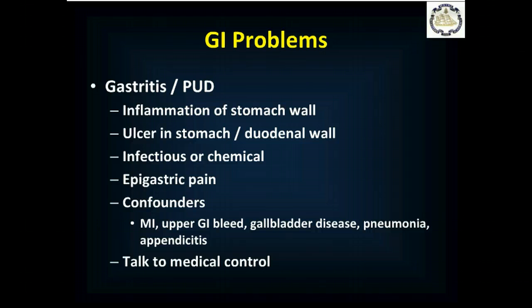Again, things that aren't gastritis and peptic ulcer disease that can present like this include a heart attack, an upper GI bleed, problem with the gallbladder, pneumonia, or appendicitis. Now you'll be able to differentiate some things, like appendicitis, for example, based on where the pain's going to. Probably will also be able to distinguish pneumonia, because the patient will typically have a cough as well and some shortness of breath. But it can be very difficult to sort these things out. So again, someone with epigastric pain, talk to medical control.